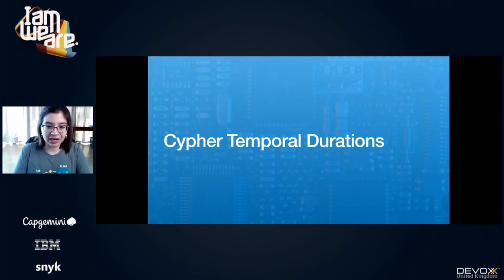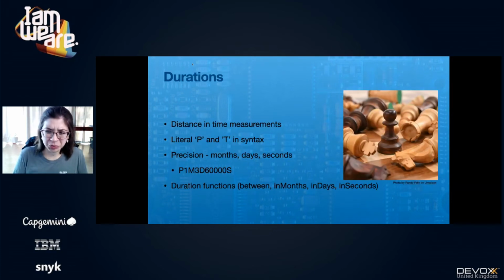And we just saw that. Now let's talk a little bit about durations, calculating durations in Cypher. The thing that was really tricky for me on this is not only do you have the literal T in between your date and time, you're also going to have a literal P at the beginning of the whole value.